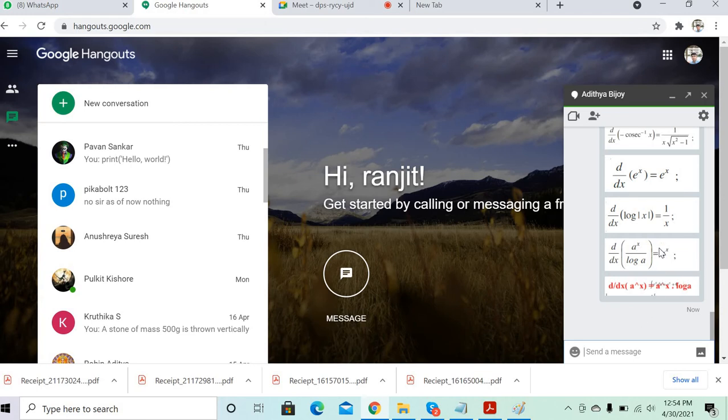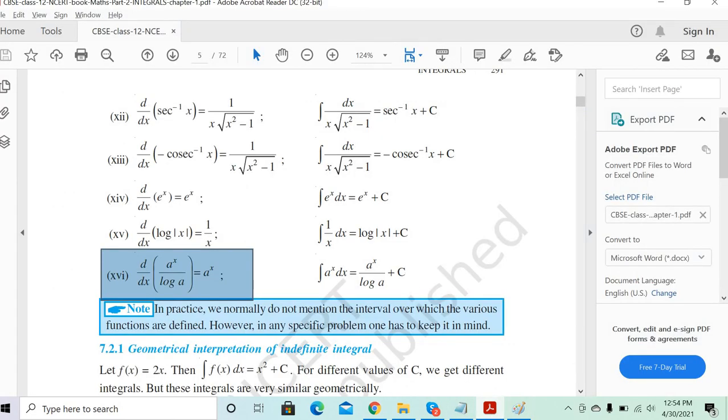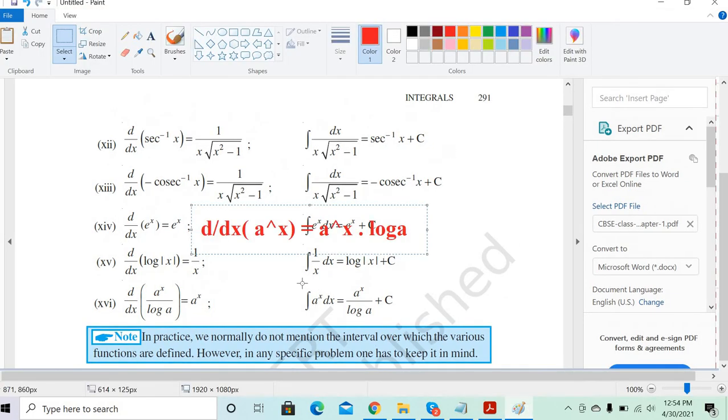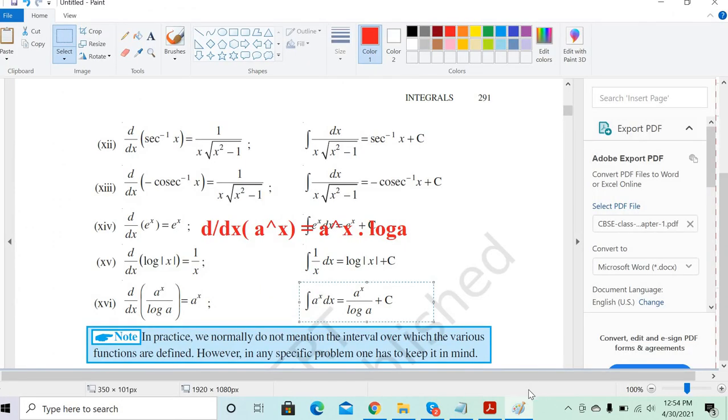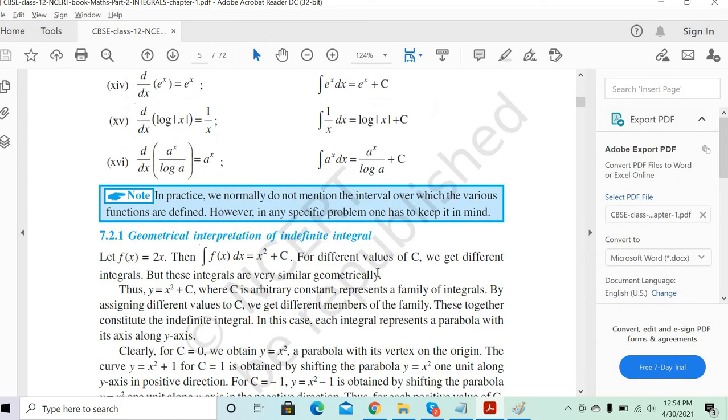So when you do the integration of a power x, you should get a power x by log a. So remember, this becomes the formula for you: integral of a power x is a power x divided by log a plus c. Clear this one? Any questions, any doubts till now?